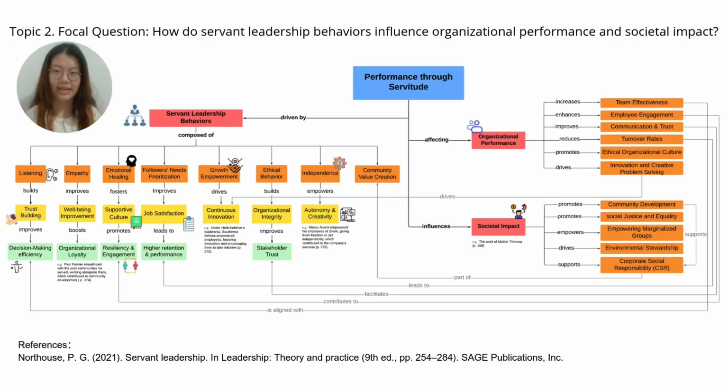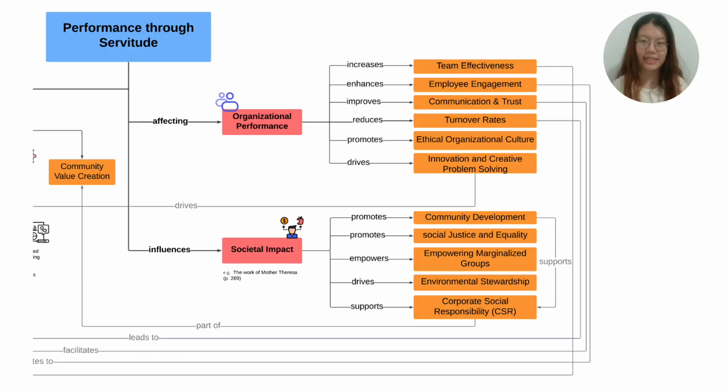For impact on organizational performance, servant leadership directly influences various parts of organizational performance. It increases team effectiveness, reduces turnover rates, and enhances employee engagement. It promotes an ethical organizational culture and fosters innovation and creative problem solving.